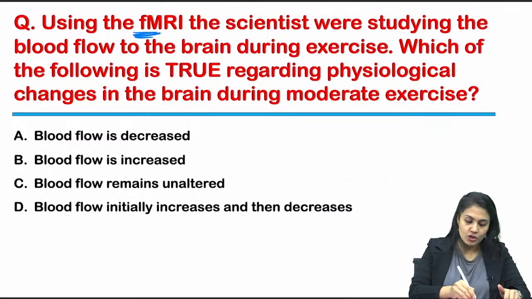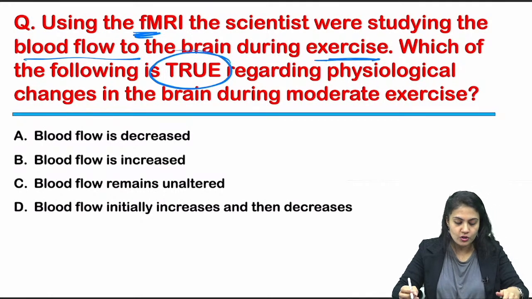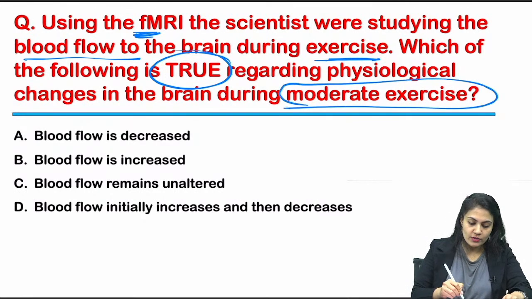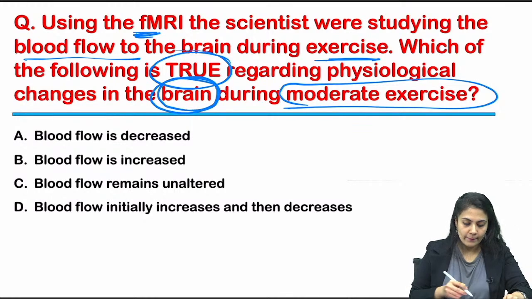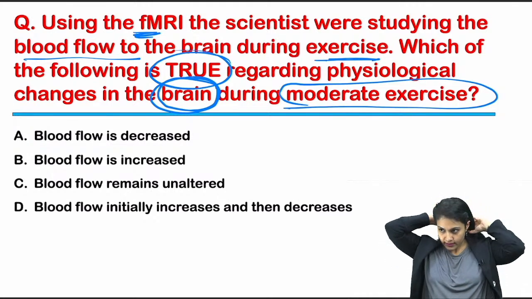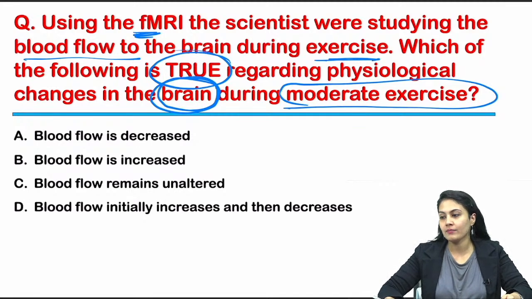Using fMRI, that is functional MRI, scientists were studying the blood flow to the brain during exercise. Which of the following is true regarding the physiological changes in the brain during moderate exercise? Blood flow is decreased, blood flow is increased, blood flow remains unaltered, or blood flow initially increases then decreases. During exercise, what is going to happen to your brain and its blood flow? Okay, that's true. It is unaltered.